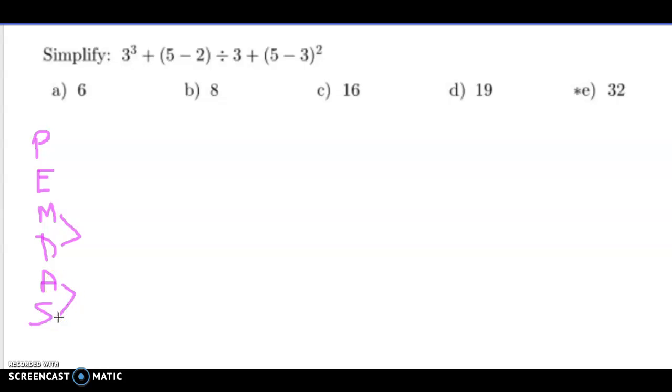So the first one we're going to look for is parentheses, and I see parentheses up here. I'm going to start the problem up here just to save myself some room. I have 5 minus 2, and 5 minus 2 is 3. I'm going to bring that down. The exponent of 3 to the third I did not use. I'm bringing it down, and the plus sign. Then I'm going to bring down divided by 3, and then the plus sign. Now I have 5 minus 3 in parentheses, which is 2. So I'm bringing that down with the exponent of 2. So now I am done with parentheses.